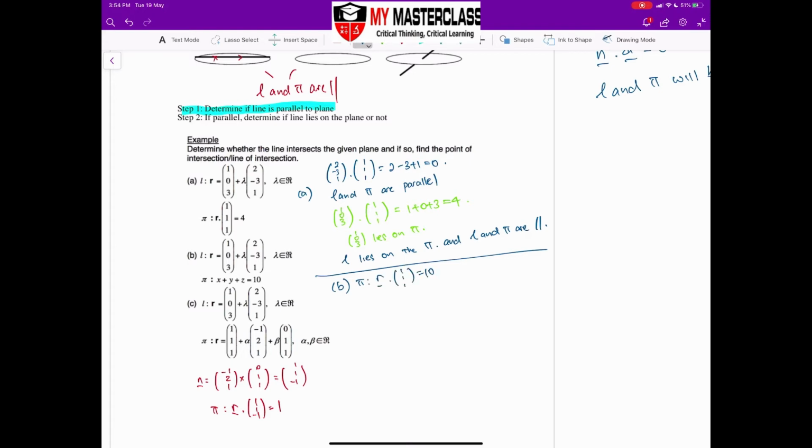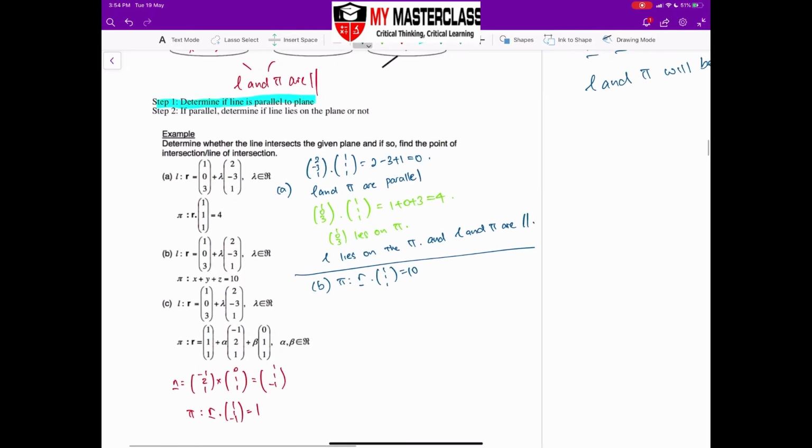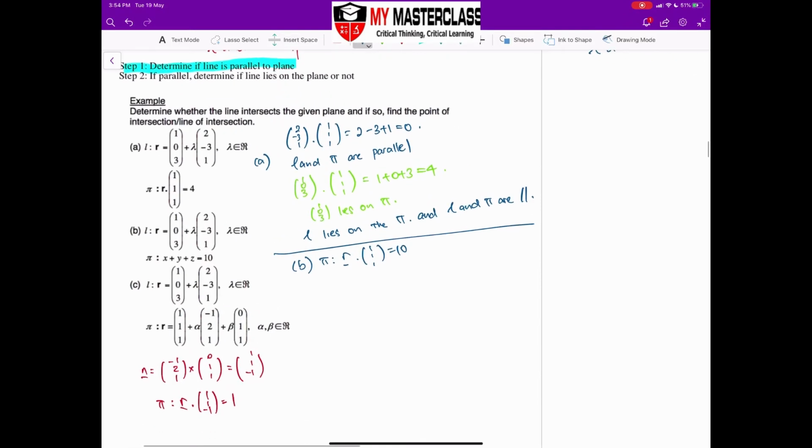Equal to 10. Okay, so from here, same thing, I'm going to check whether the line and the plane are parallel first. So I'm going to take the direction of the line, which is (2, -3, 1), dot with (1, 1, 1). I should get 2 minus 3 plus 1, which gives me 0. So I can immediately say that the line and plane are parallel.